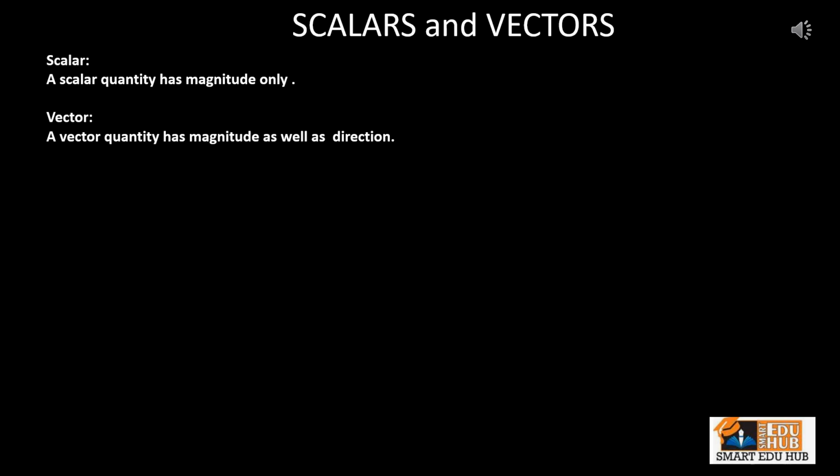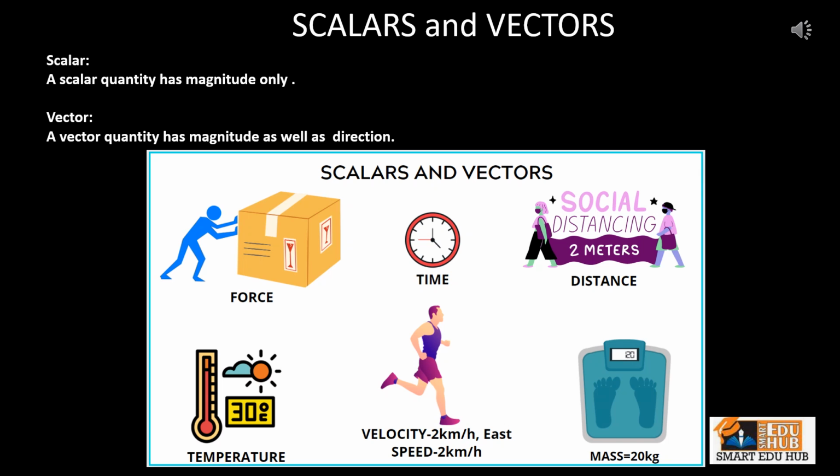In this module, I shall teach you about scalars and vectors. A scalar quantity has magnitude only. On the other hand, a vector quantity has magnitude as well as direction. Let me explain this to you with the help of a few examples.